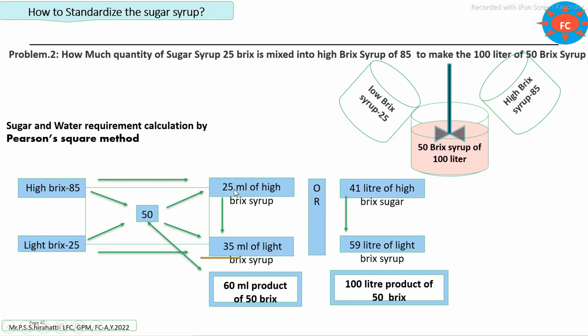That means the addition of 25 ml and 35 ml results in 60 ml of product containing 50 degree Brix sugar syrup. By using these reference points, we can calculate the amount of sugar syrup required to be properly mixed. You can see that if we add 41 liters of the 85 degree sugar syrup to 59 liters of the 25 degree sugar syrup, then finally we get 100 liters of product containing 50 degree Brix sugar syrup.